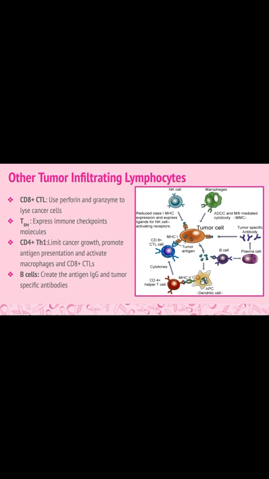CD4 plus T helper cells are also present, mainly Th1. Th1 cells polarize and secrete cytokines such as IFN gamma, TNF alpha, and IL-2, which can limit cancer growth, interact with APC cells, and activate macrophages. B cells produce the antibody IgG, which inhibits cancer cells' growth, and other specific tumor antibodies.